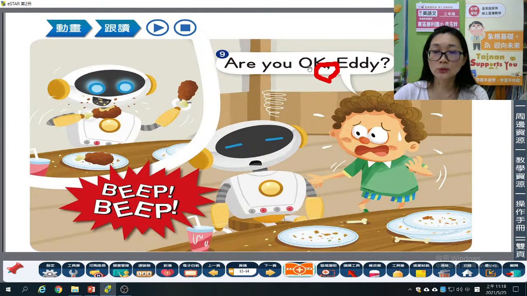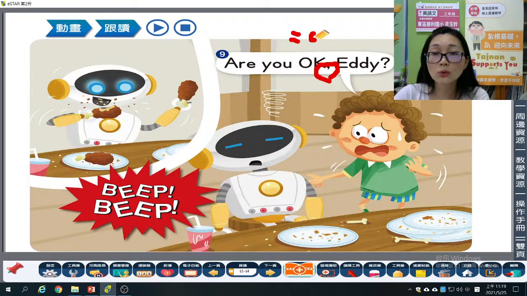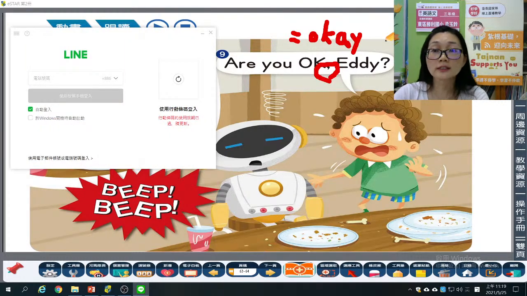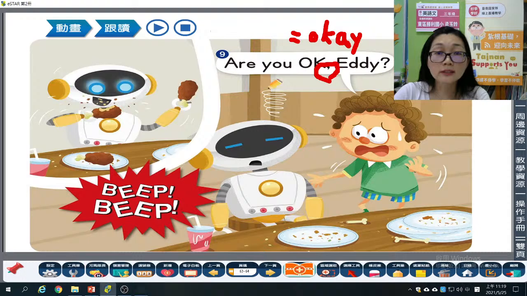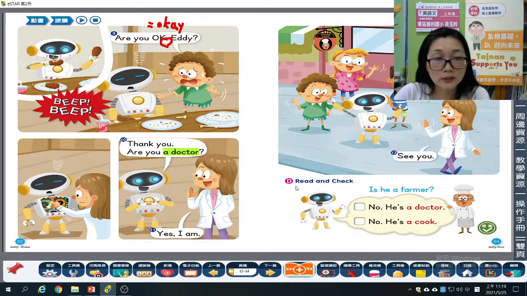Remember, you can also write it down here. I'll take my pen. You can spell it O-K-A-Y, or you can just write OK in big letters. My handwriting is not very good, so forgive me. So there are two ways to spell it. Now let's get back to our book.